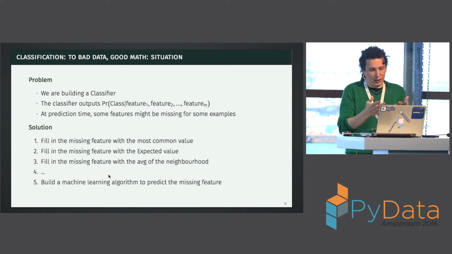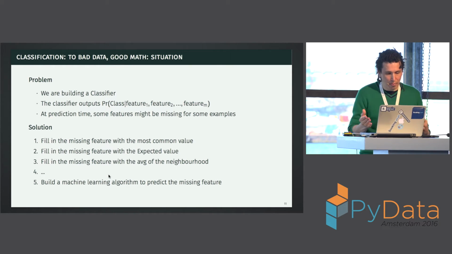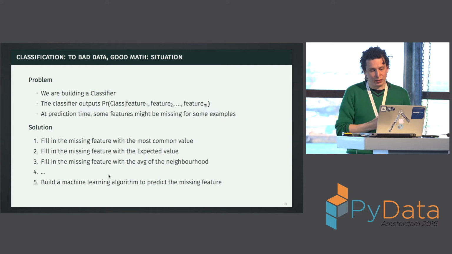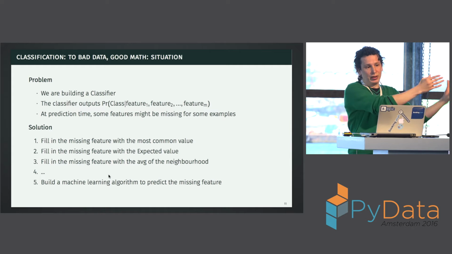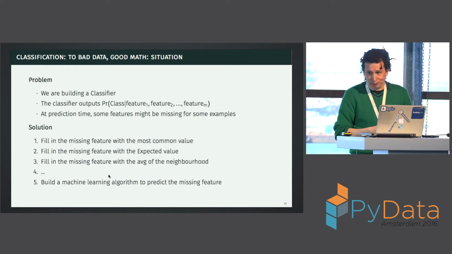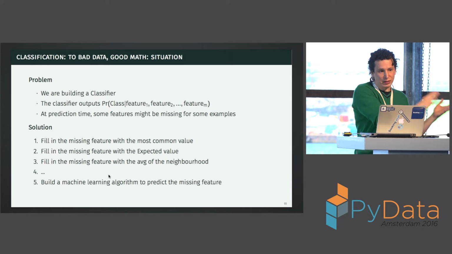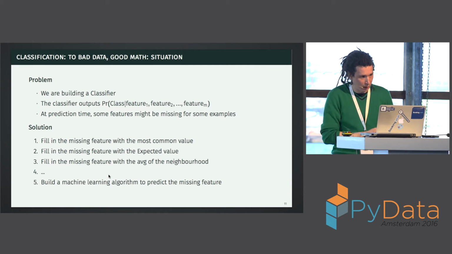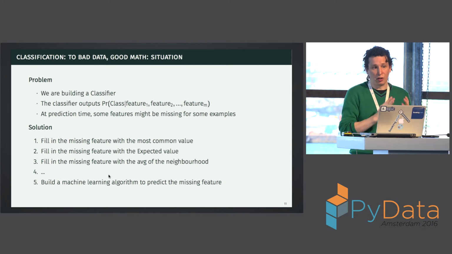And of course, there are many ways to solve this problem. The more usual maybe is to use the most common value, the most frequent value for that particular feature. You can use the expected value. You can use the average in some neighborhood, so similar people, do they do work or leisure, and so on and so forth. And you can go all the way to end up building a machine learning algorithm itself that will predict that particular value. But remember, that wasn't your initial goal. So you may want to think about it.